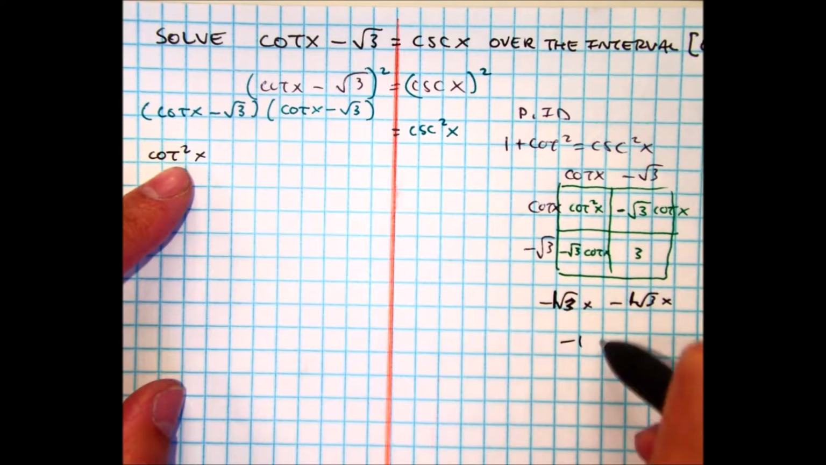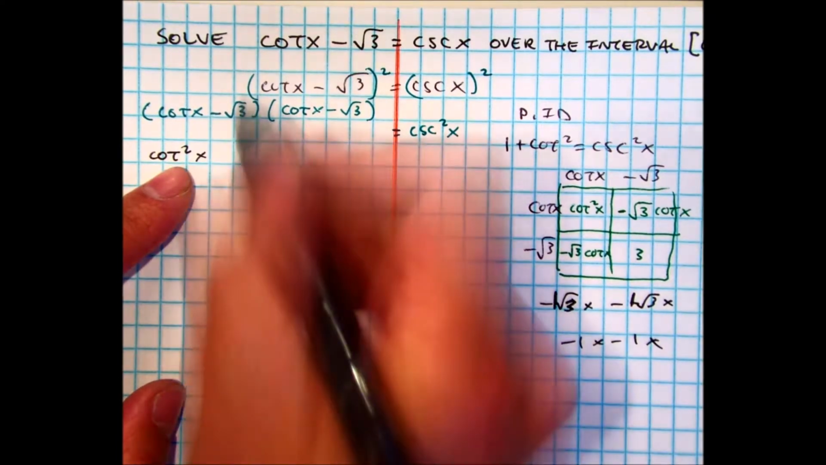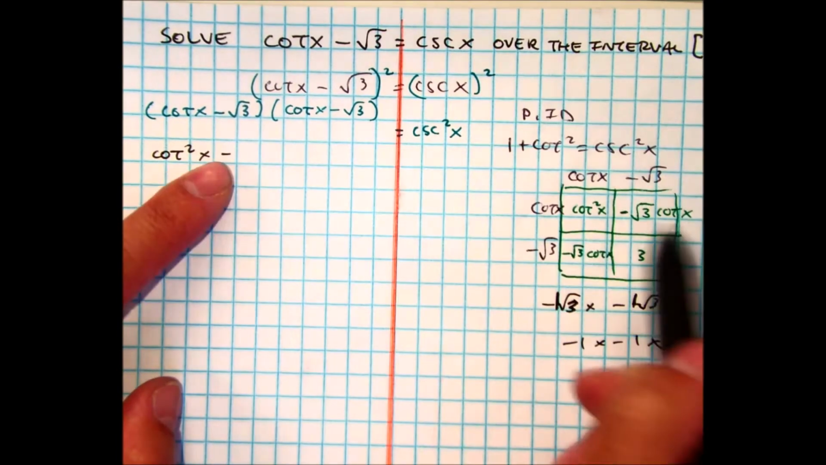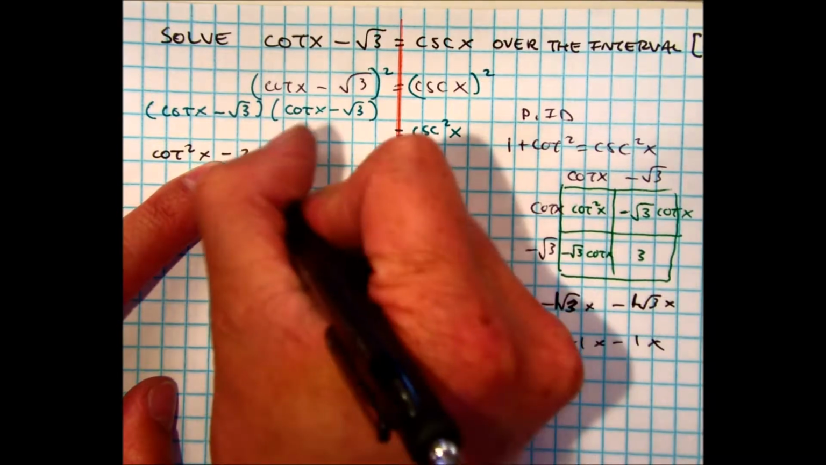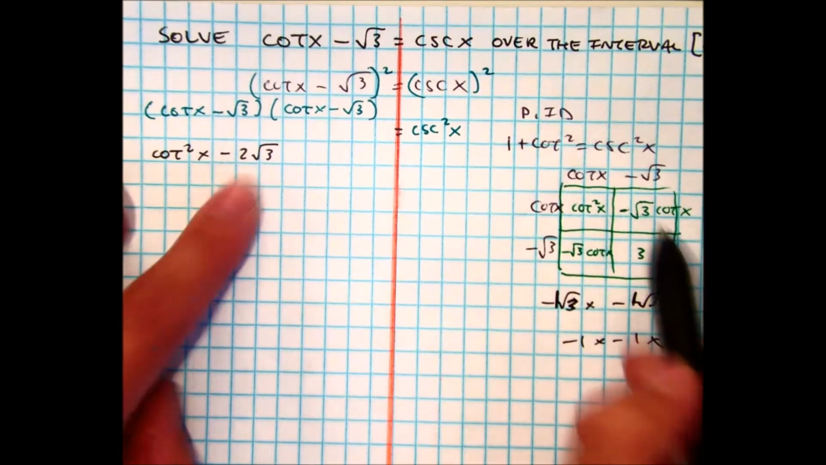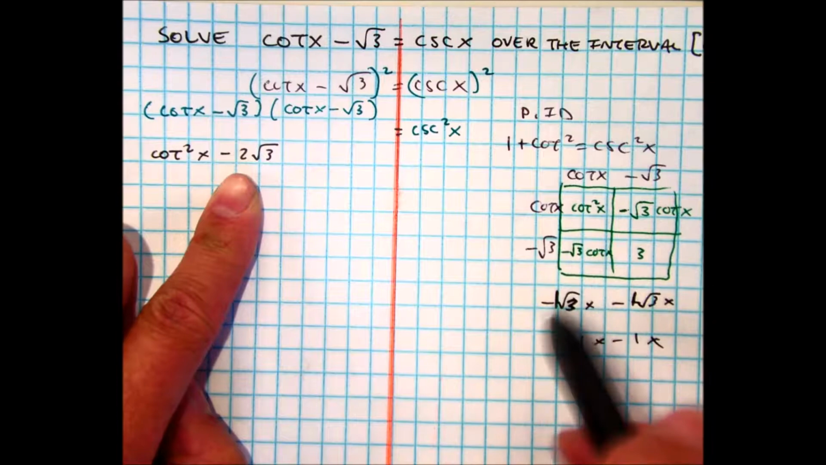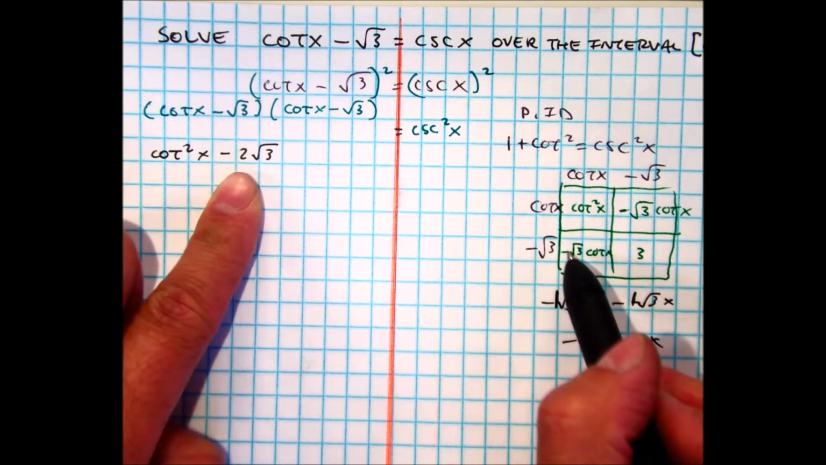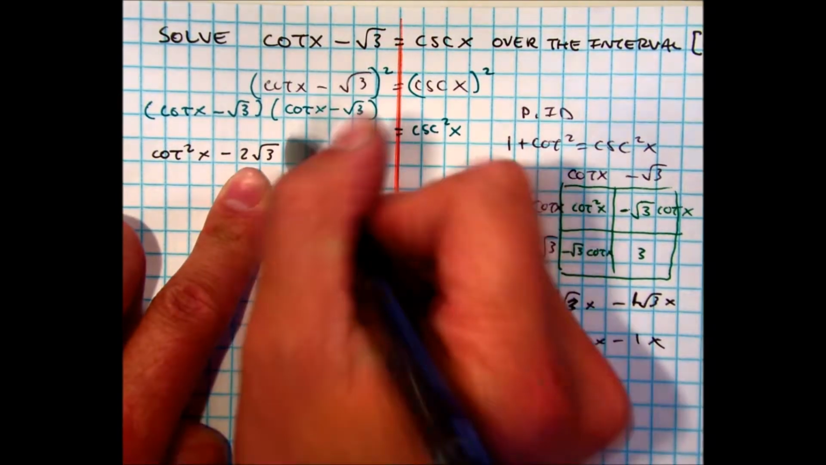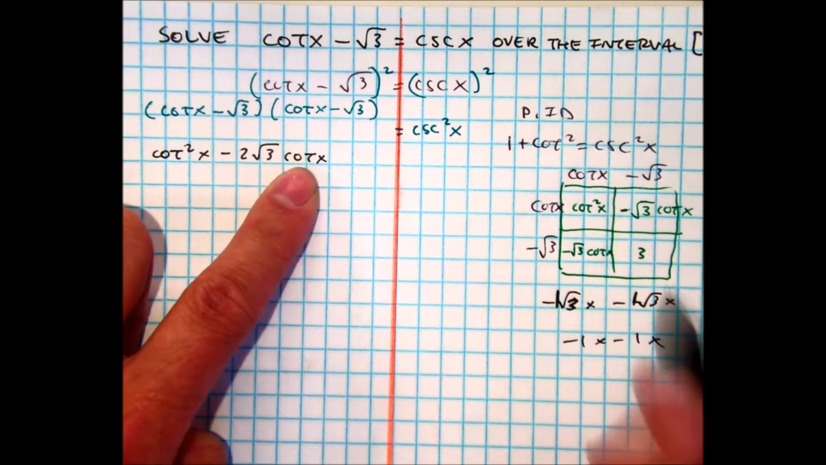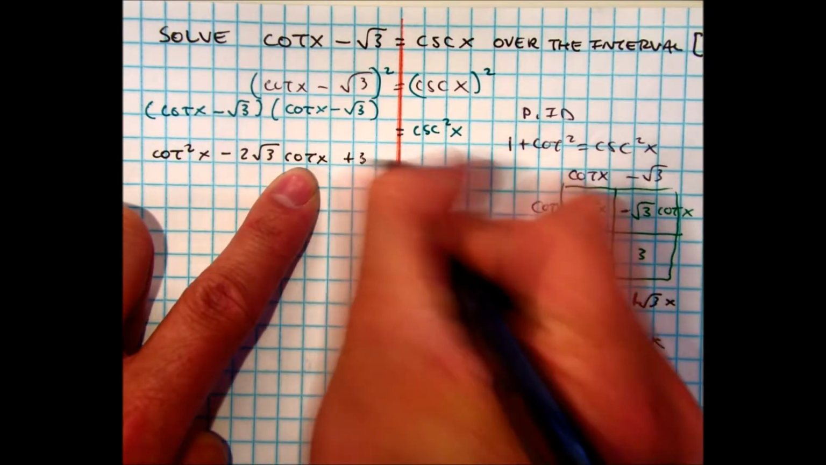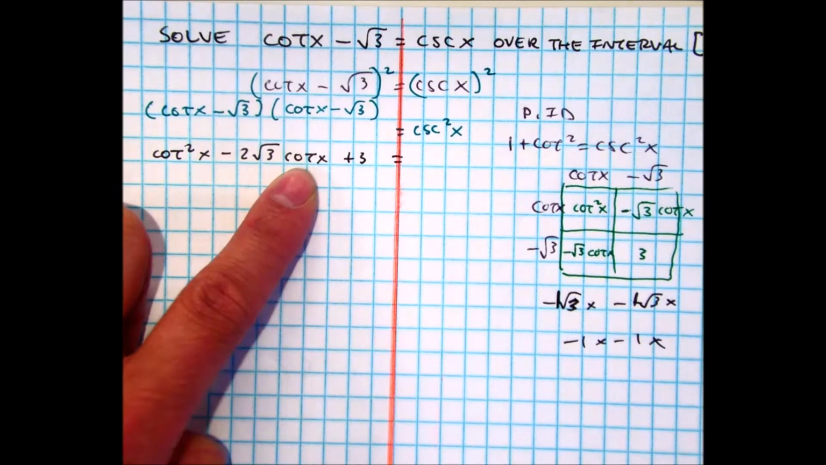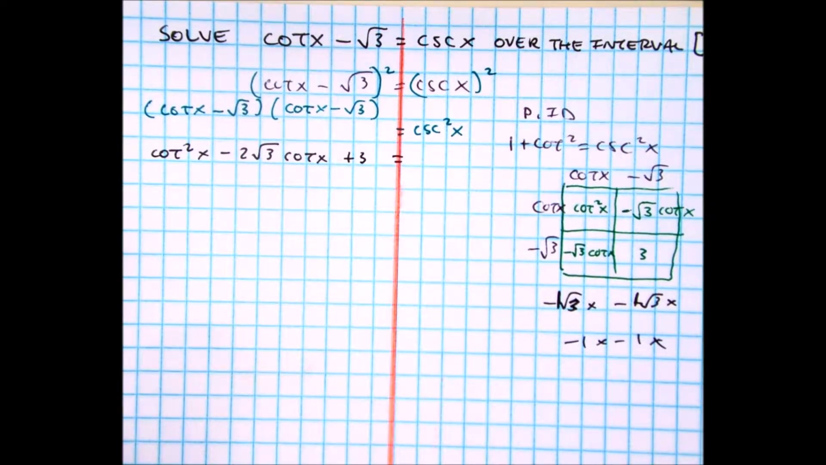So think of it, it's like negative 1x minus 1x. Here, this is going to give us a negative 2 radical 3. So pay attention. There is no 2 in the radical. I got that from the negative 1 and the negative 1. That gives me negative 2. Radical 3 cotangent x plus 3 equals cosecant squared x.